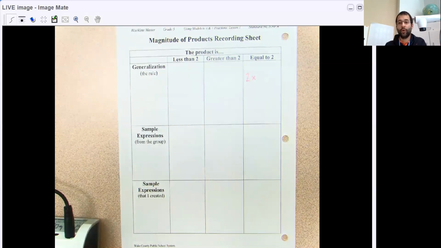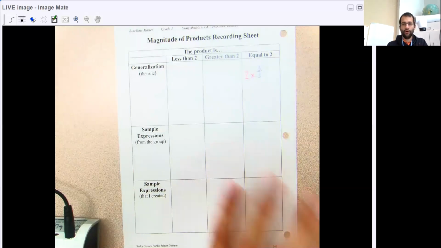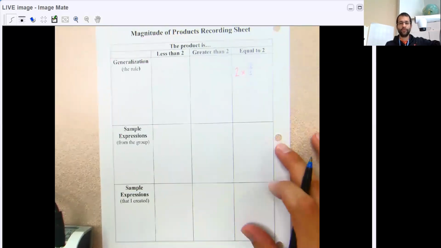Now you might say 2 times 1. That is correct. However, we're looking for a fraction. We're looking to multiply by a fraction. Remember, a fraction has a numerator and a denominator. And we're looking to multiply by a fraction that's equal to 1. Anyone think about a fraction equal to 1? I'll give you a hint. It has to be the same number on top and on bottom. So let's multiply 2 times 3 over 3. Let me zoom in a little bit so you can see that.